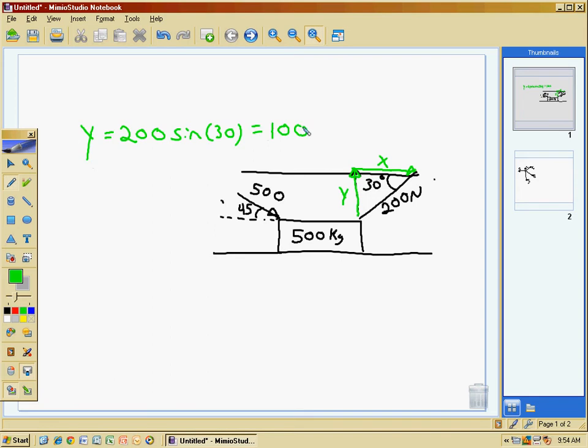And then the x component is adjacent, so we are going to use what? Cosine. You can use the Pythagorean theorem if you want. I personally don't like the Pythagorean theorem. Should you know this off the top of your head?